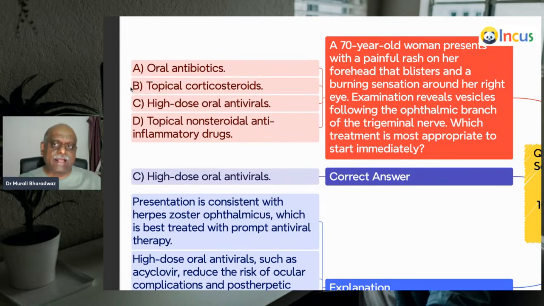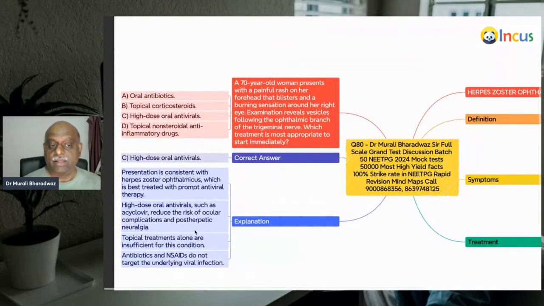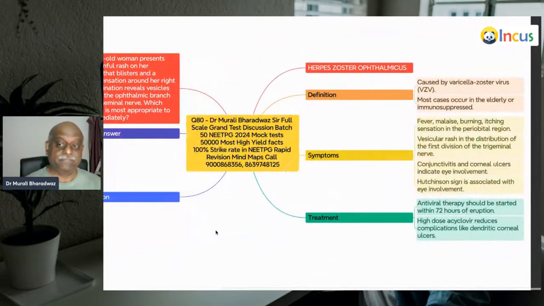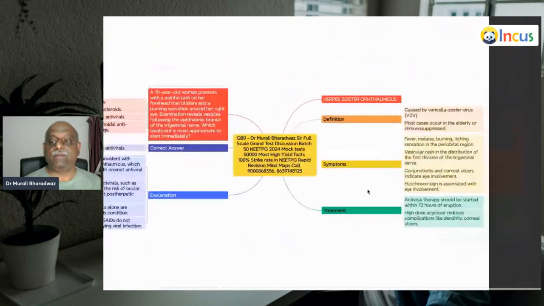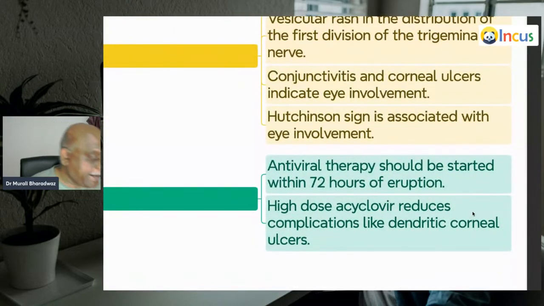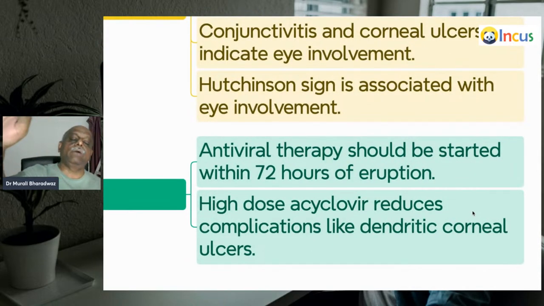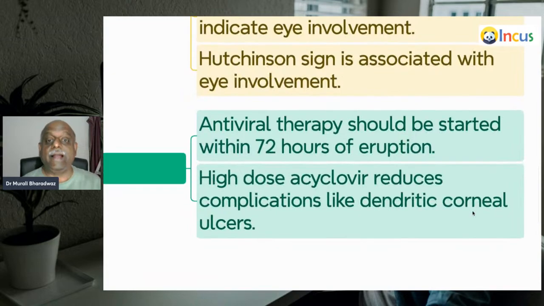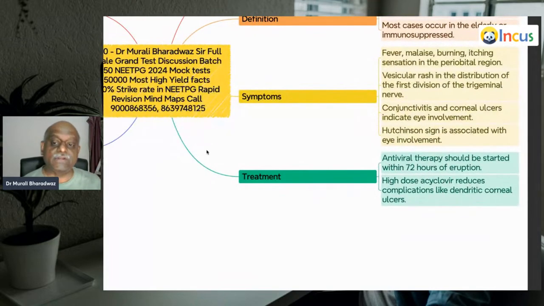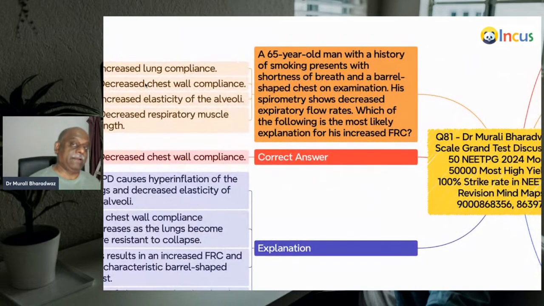70-year-old, painful rash on the forehead, distress and burning sensation. What is that? Herpes zoster ophthalmicus. How do you treat? High dose antivirals. Acyclovir is the one which needs to be initiated. But when should you initiate it ideally in herpes zoster? Within 72 hours of eruption. And the high dose acyclovir reduces the complications like dendritic corneal ulcer is what you should remember.